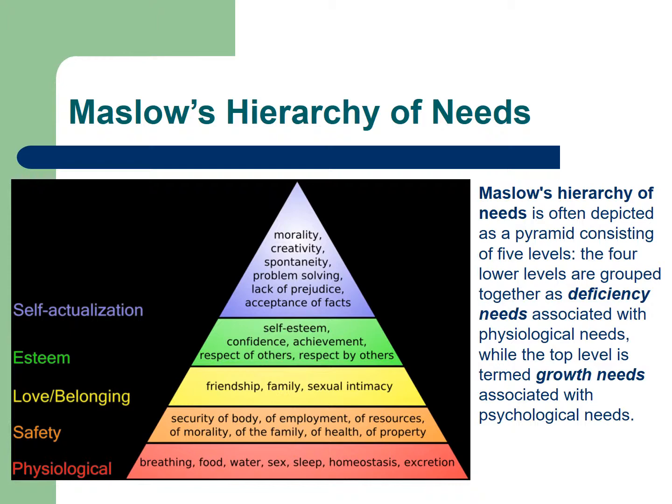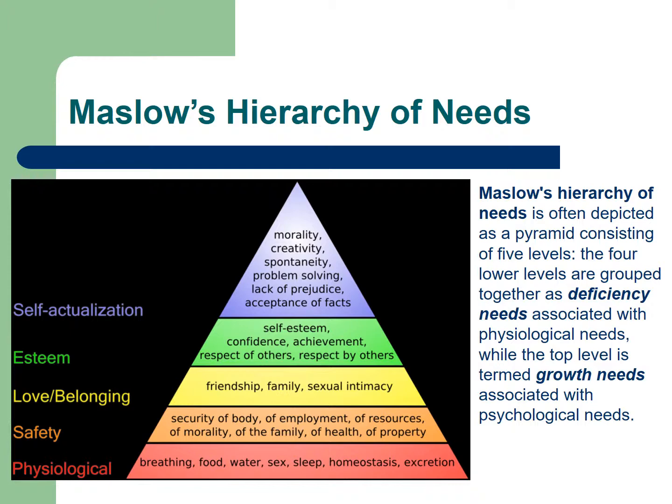So this is kind of becoming the best person that you can be. And at this level, people focus on morality, creativity, spontaneity, problem solving, lack of prejudice, and acceptance of facts. And what Maslow said is all of those bottom levels must be satisfied before students can be self-actualized at the top level. So if you think about it, it kind of makes sense.